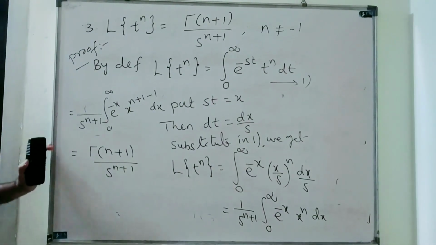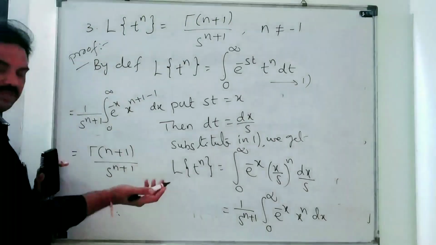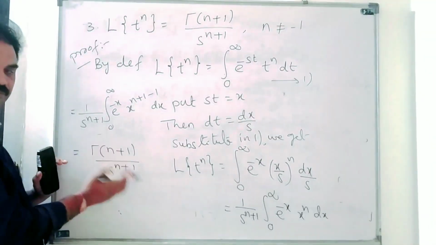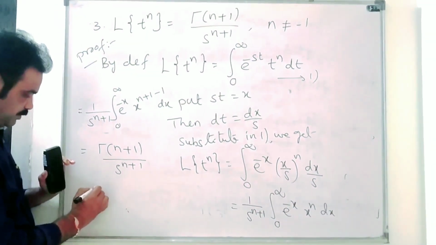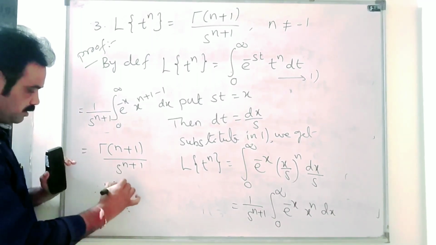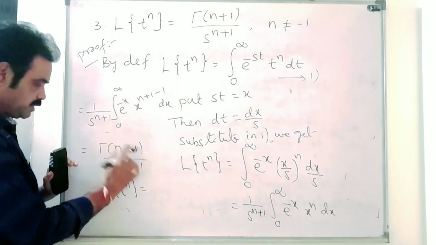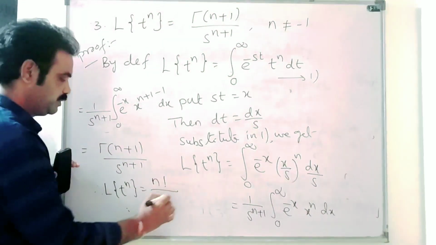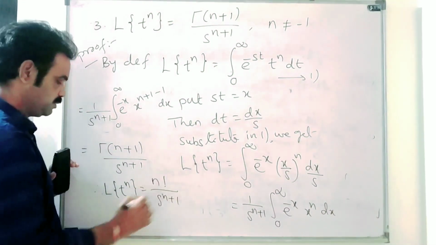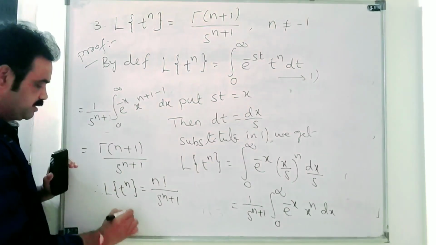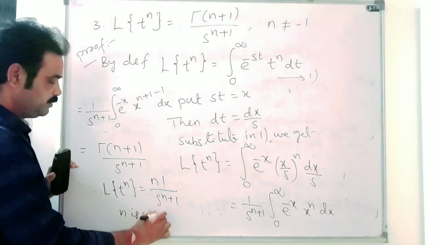And we already know that if n is a non-negative integer, then gamma n plus 1 is n factorial. Therefore L of t power n, if n is a non-negative integer, gamma n plus 1 is n factorial by s power n plus 1, where n is a non-negative integer.